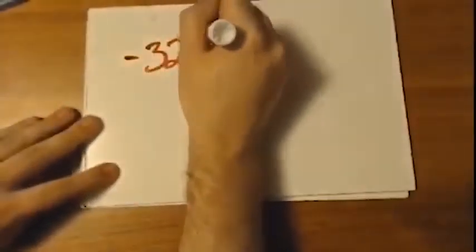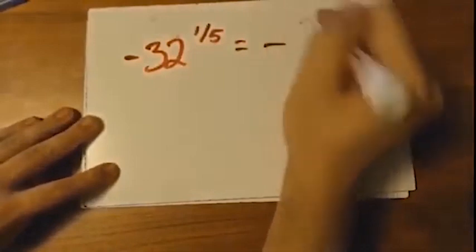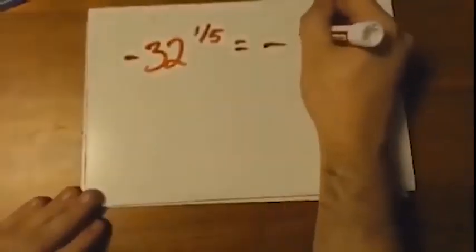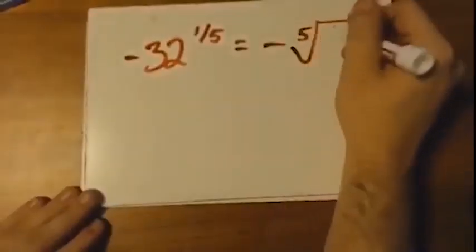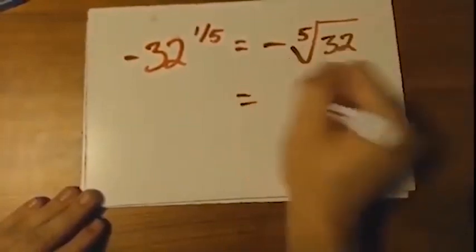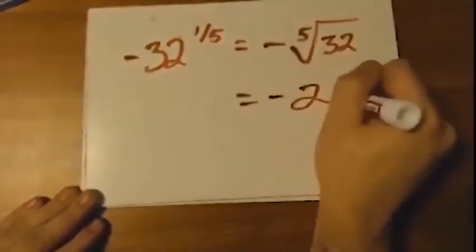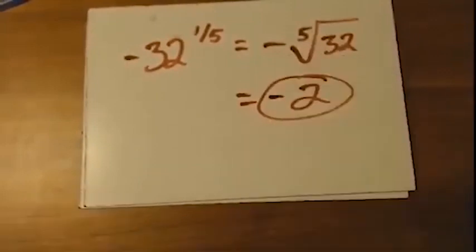H. No parentheses, but it's an odd root, so the parentheses wouldn't matter. We'd just get negative either way. But this is negative 5th root of 32, which gives us negative 2. So 1 over a number is that root.